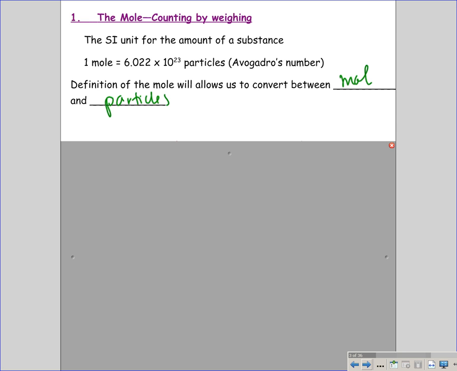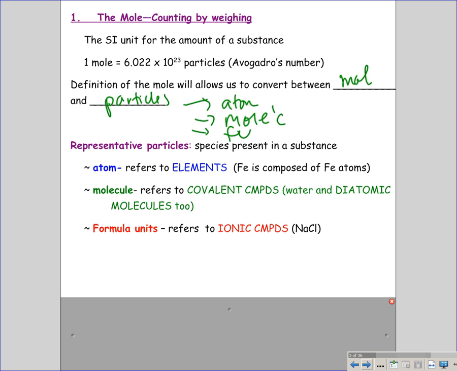So if we're going between particles, there are 3 types of particles. They were in your reading guide. First one, atoms. Next one, molecule, and I just do MOLE apostrophe C to say molecules. It looks like mole, but it's got a C on it, so that's molecules. And formula units. Okay, and this is the information for that. We already reviewed this. If you want to write it down again, you can. But these are called the representative particles.